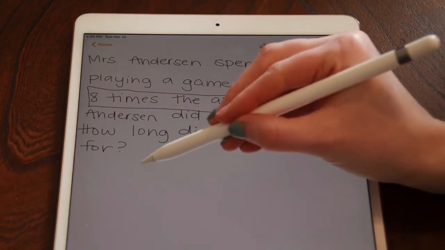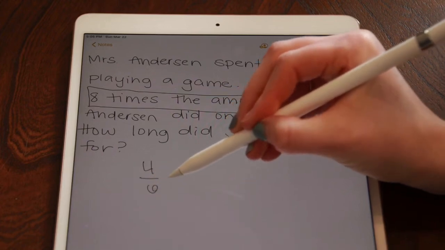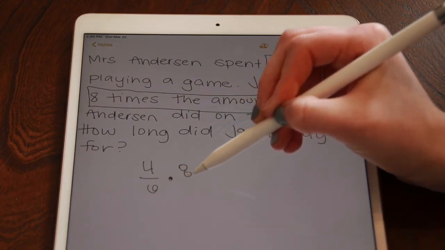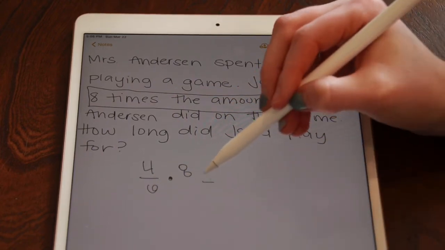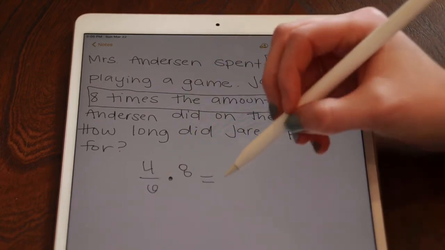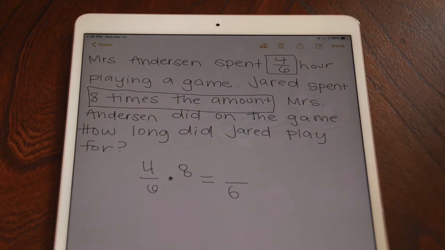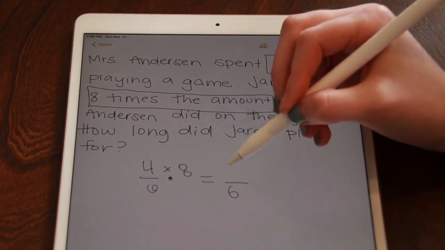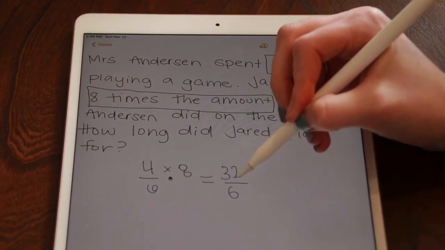So we're going to do 4/6 and multiply it by 8. And it's okay that the whole number is on this side. Either way works. My denominator is going to stay as 6. And I'm going to just multiply the numerator by the whole number. What's 4 times 8? I hope you guys said 32.